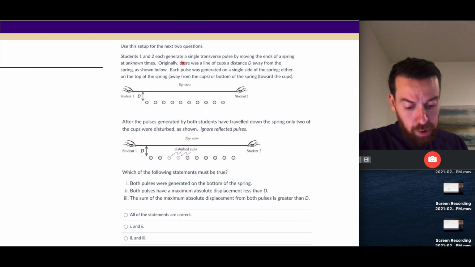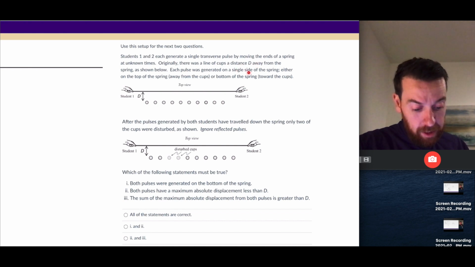Students want to each generate a single transverse pulse by moving the ends of a spring at unknown times. Originally there was a line of cups a distance d away from the spring, as shown below. Each pulse was generated on a single side of the spring, either the top, away from the cups, or the bottom, toward the cups. After the pulses generated by both students have travelled down the spring, only 2 of the cups were disturbed, as shown. Ignore reflected pulses.